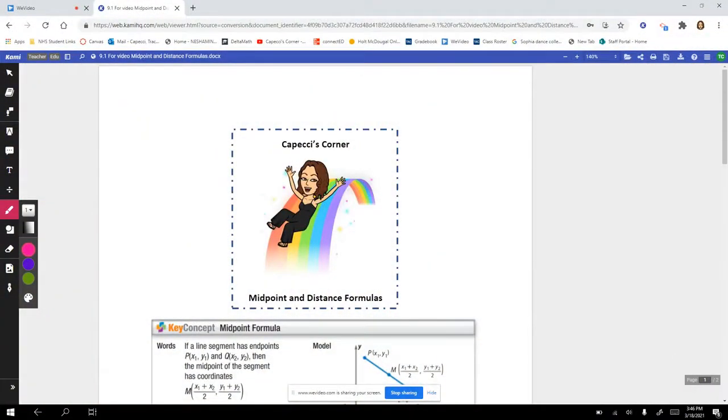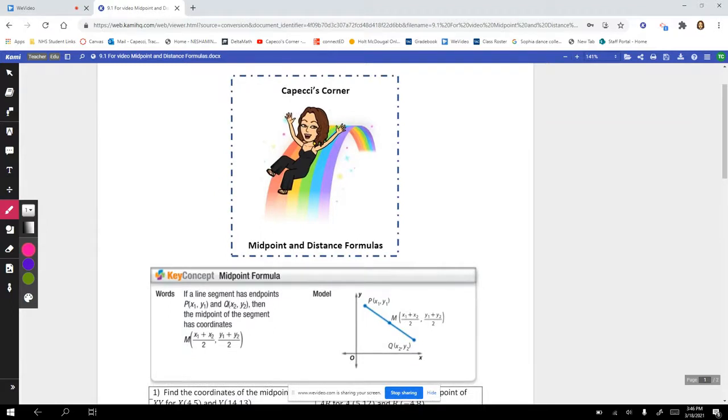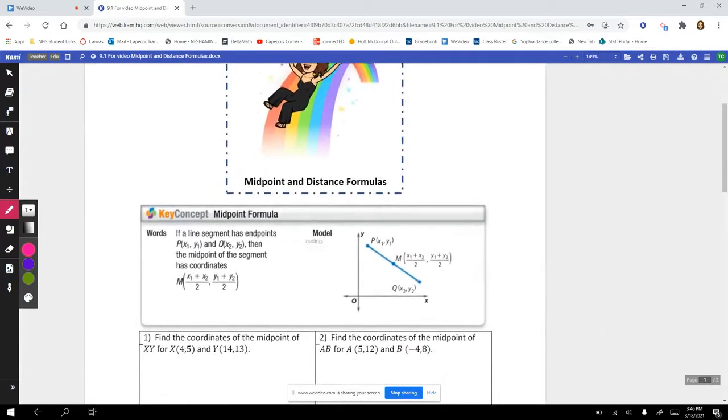Today on Capecchi's Corner, we're going to look at the midpoint and distance formulas. These are two basic formulas that you're going to use throughout the chapter, so it's really important that we understand them going forward.